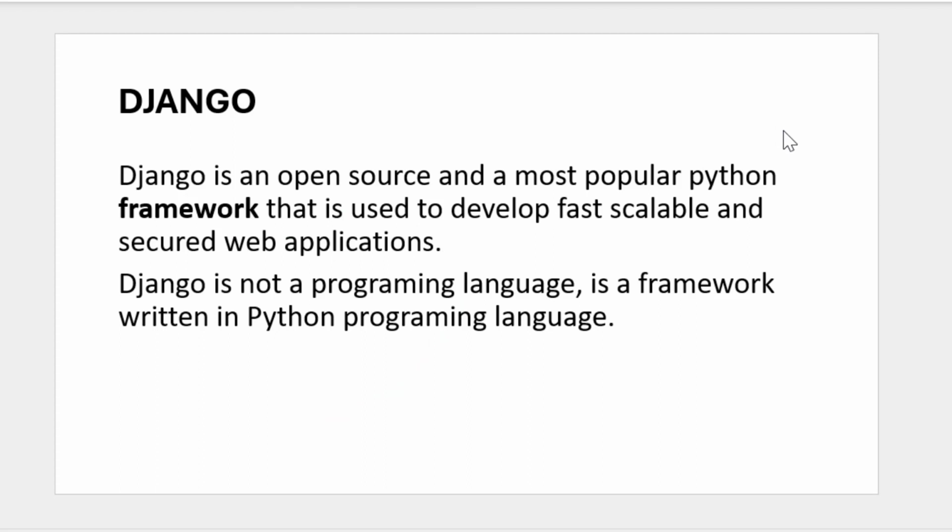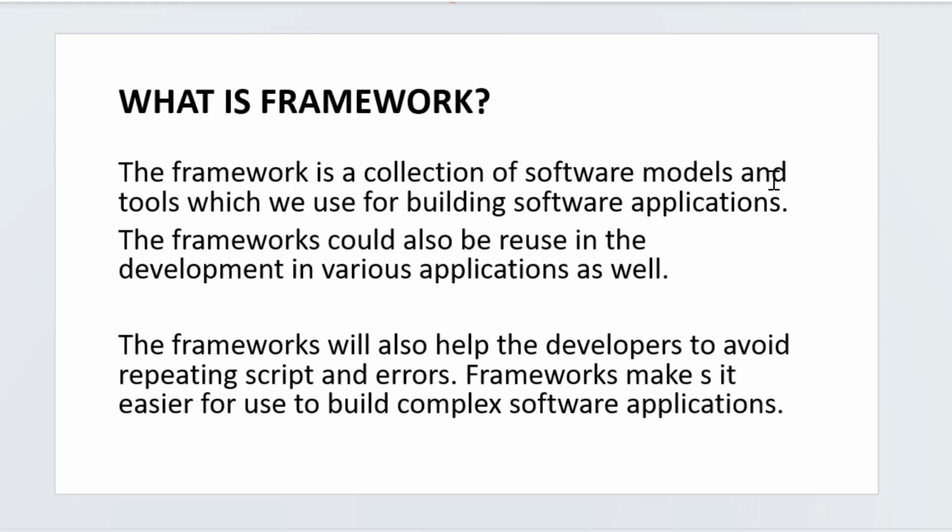Now, let's look at what is Django. Django is an open source and most powerful Python framework that is used to develop fast, scalable, and secure web applications. Django is not a programming language. It is a framework written in Python programming language. As I said, Django is a framework. And what is this framework?